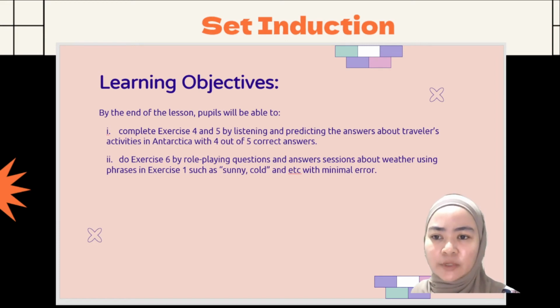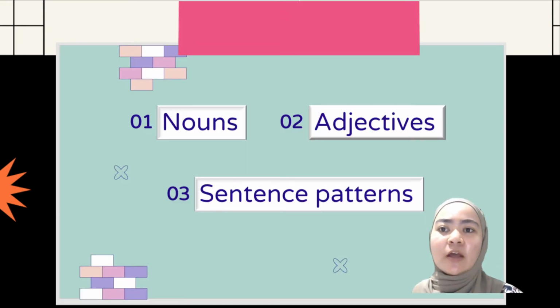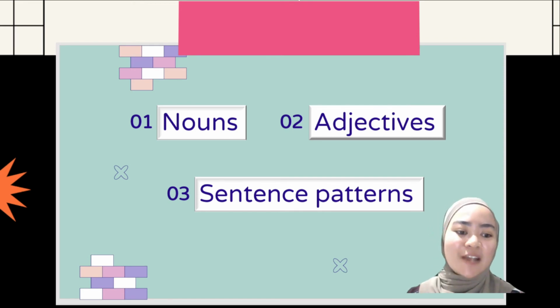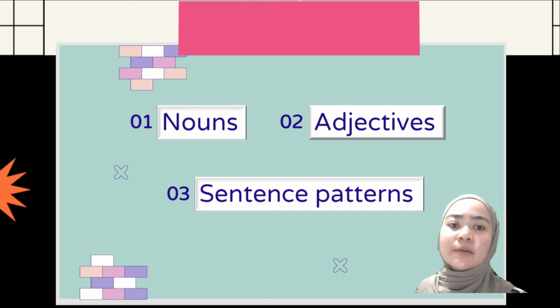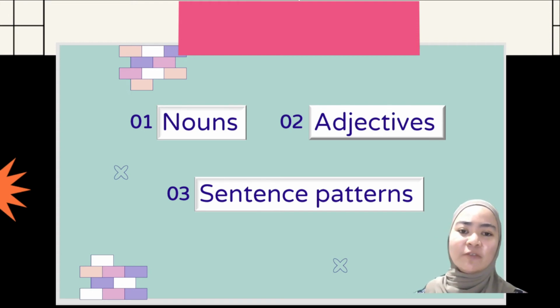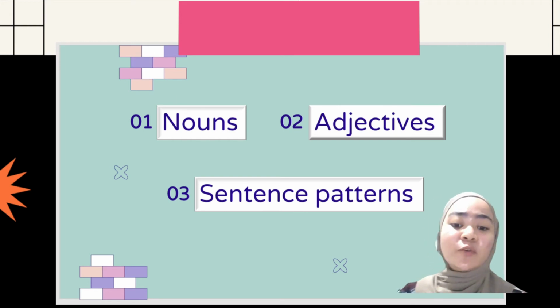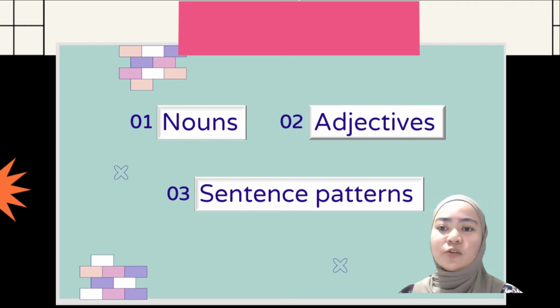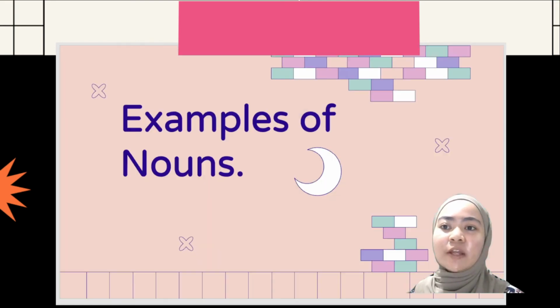Today there are 3 components that we are going to learn: the first one is nouns, the second one is adjectives, the third one is sentence pattern. But noun and adjective we already learned in the previous lesson, so we're just going to recap what is a noun and what is an adjective.